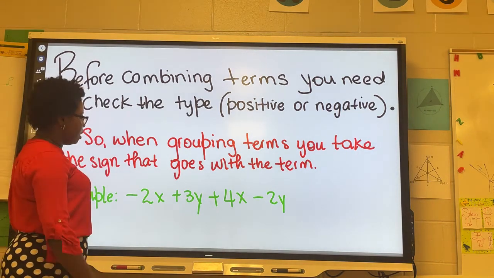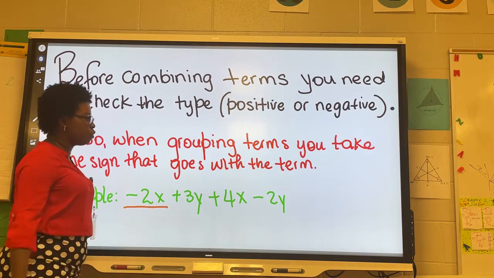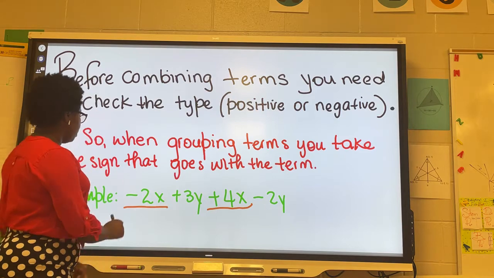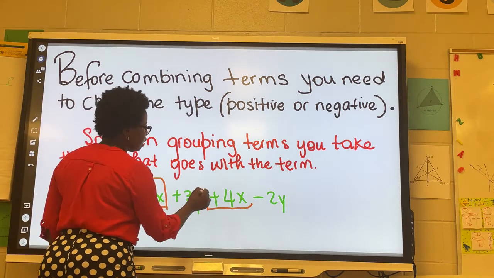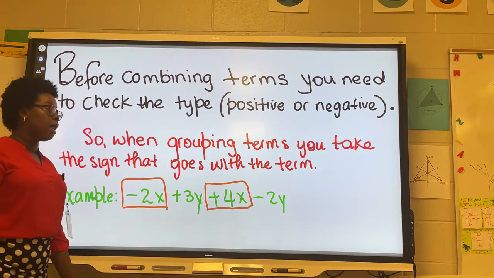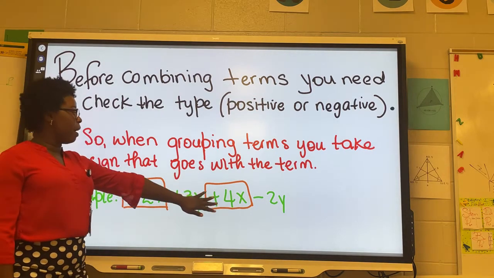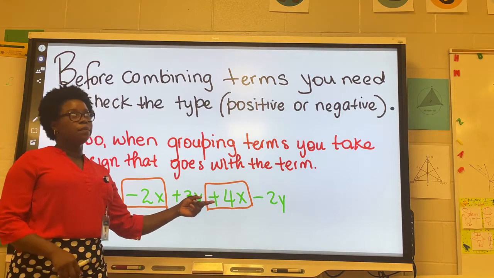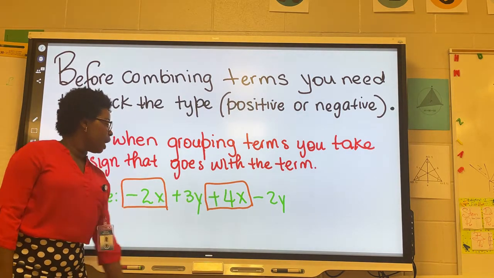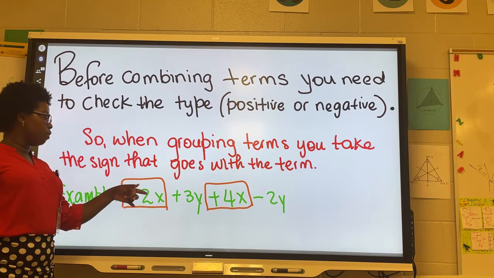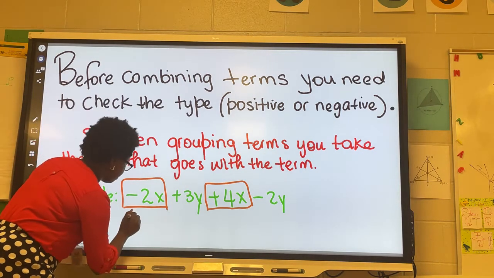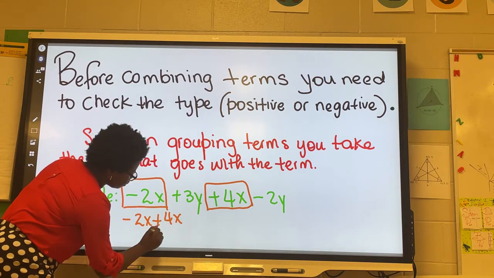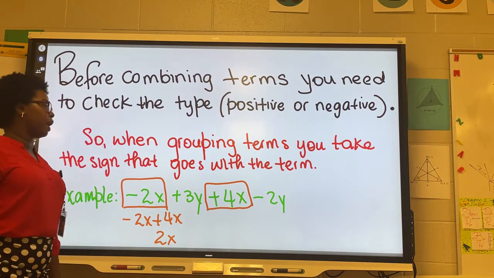I'm saying that because here we have a negative 2x and here we have a positive 4x. We know that these two can be combined because they are like terms. If you're going to combine these two terms, you have to bring the positive sign when you move the 4, and you have to bring the negative sign when moving the 2. So right here we'll have negative 2x plus 4x, and that will give us a positive 2x.